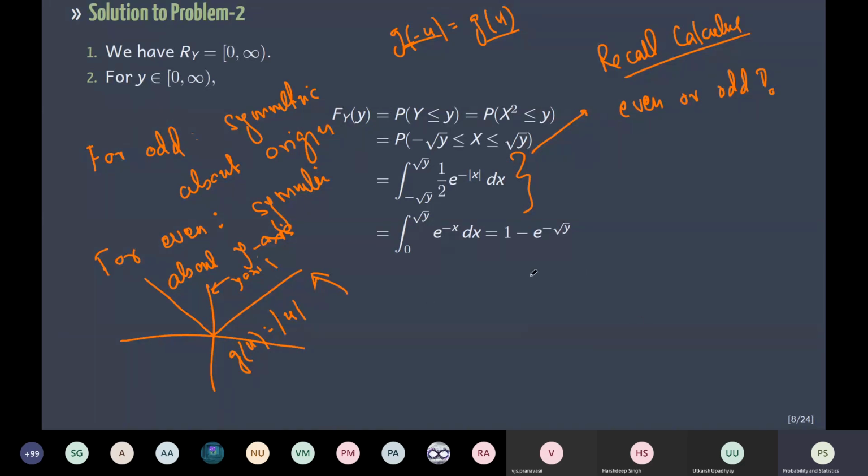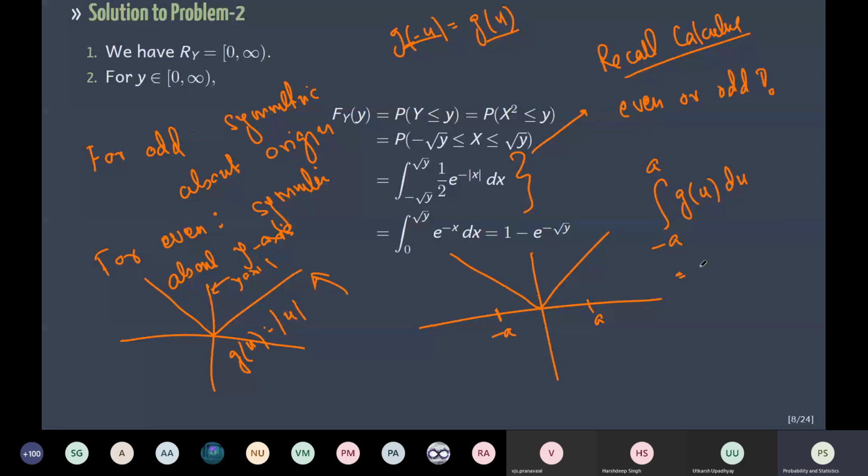So let us see this example here. If I have to integrate, let us say, from minus a to a, the integration minus a to a of a symmetric function g of u du. Can you simplify this further? Like what can I do, right? So I have to compute the area under this. From here to here, I have to compute the total area of this, right?